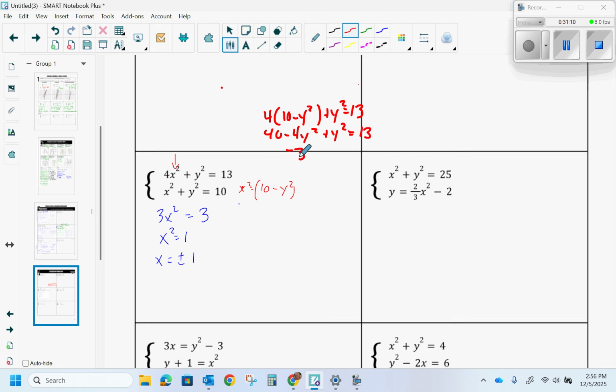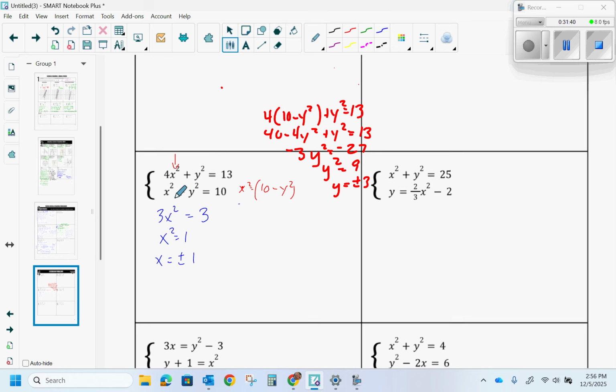Okay, so we have a negative 3y squared equals a negative 27. Y squared equals 9. And we get y equals plus or minus 3. The reason why I'm showing you this is that you can find the y values first, or you can do a method where you find the x values. It's just a matter of what you feel is easier. I probably could have just done y squared by itself, made that 10 minus x squared, and then substituted it in for this y squared.